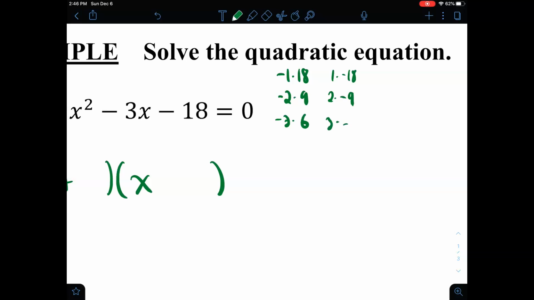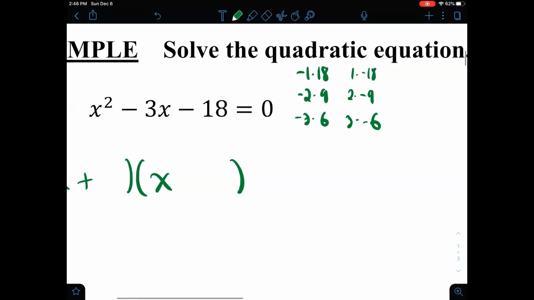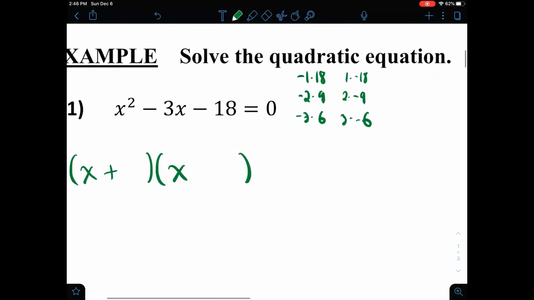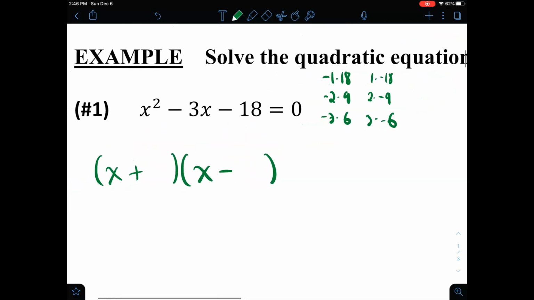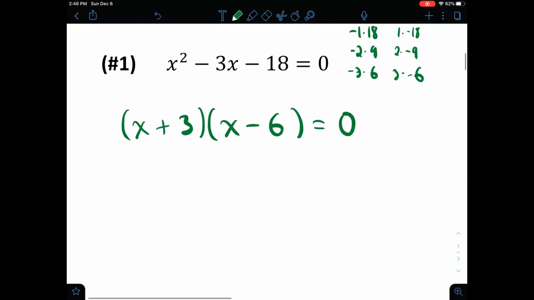Oops. So which pairing would work? Which pairings are going to add up to negative 3x? Well, let's try negative 6 and positive 3. Equal to 0 over here, too. So that's going to be 3 times x is 3x. So we get 3x, and x times negative 6 is negative 6x. That equals negative 3x. We found the right thing here, okay?